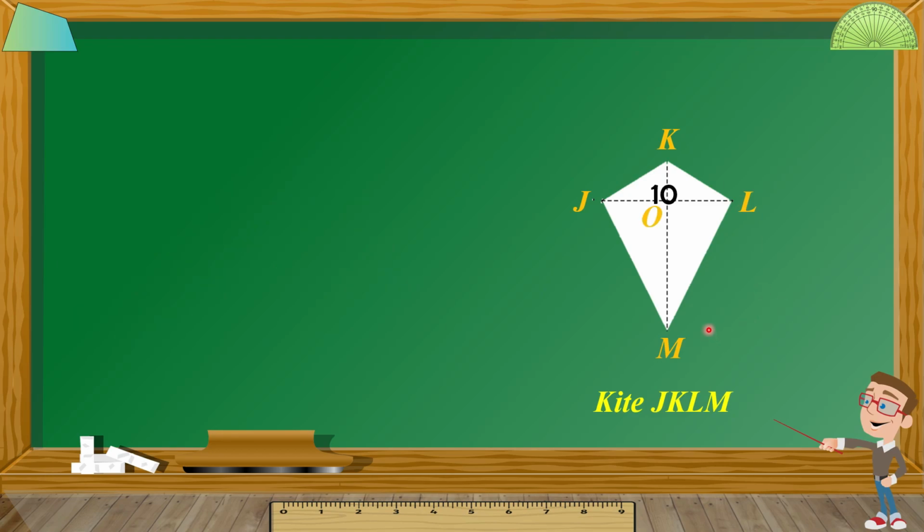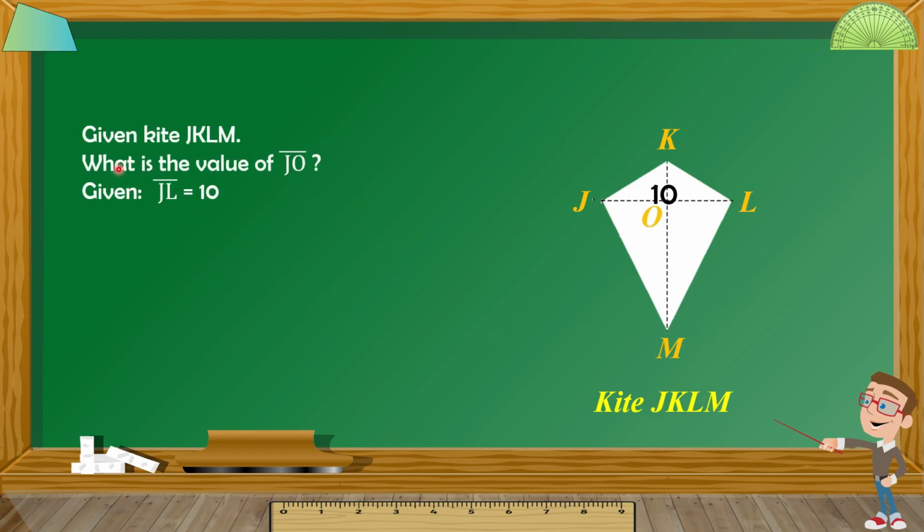So, bigay tayo ng example problem. Given kite JKLM, what is the value of JO? Given JL is equal to 10. So, itong diagonal JL natin, yung haba niya daw ay 10. Ngayon, tinatanong, ano yung haba ni segment JO?